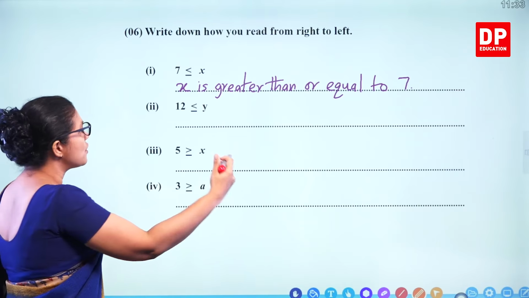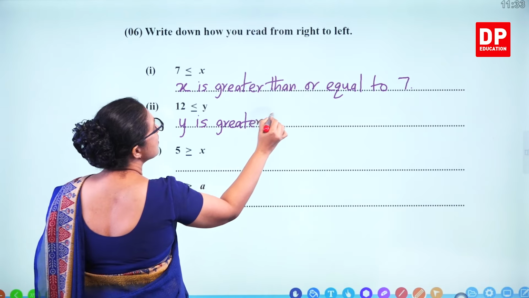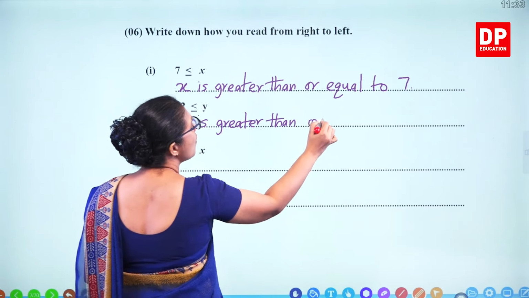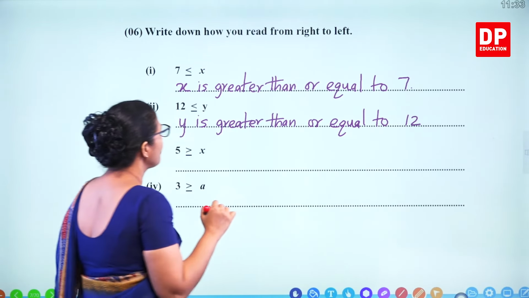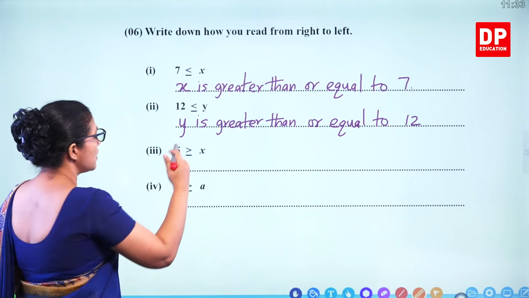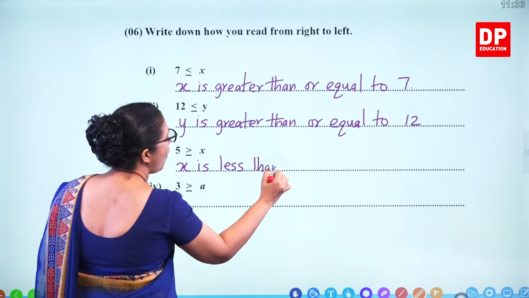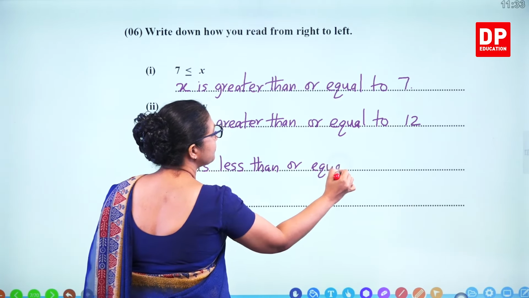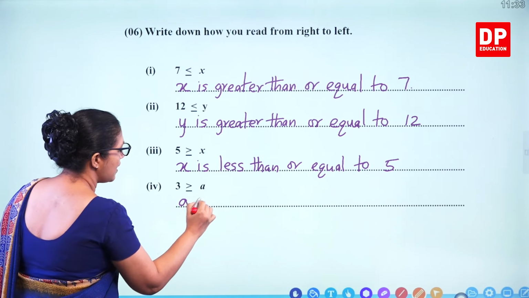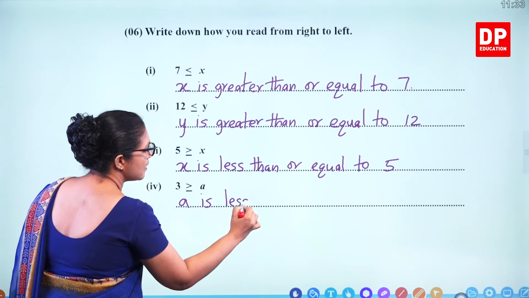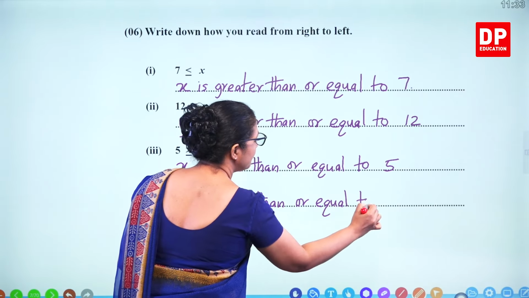This one from right to left: Y is greater than or equal to 12. What about this one? Right to left, X is less than or equal to 5. From here, A is less than or equal to 3.